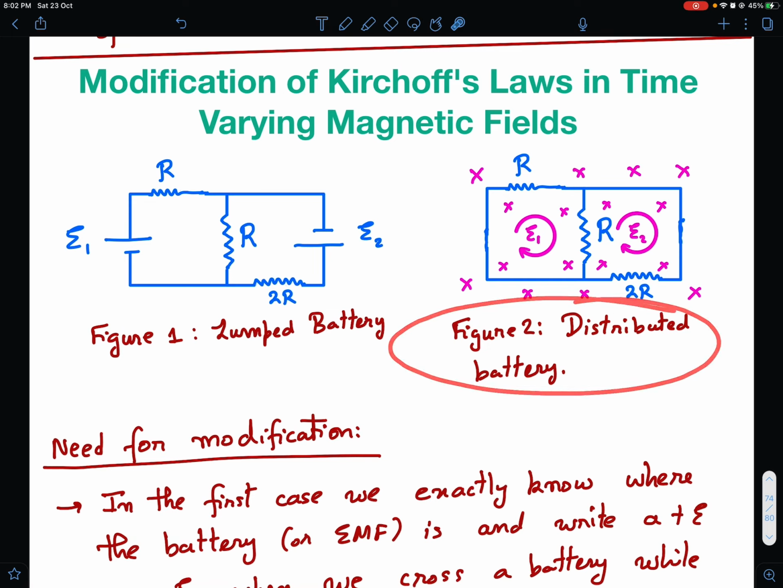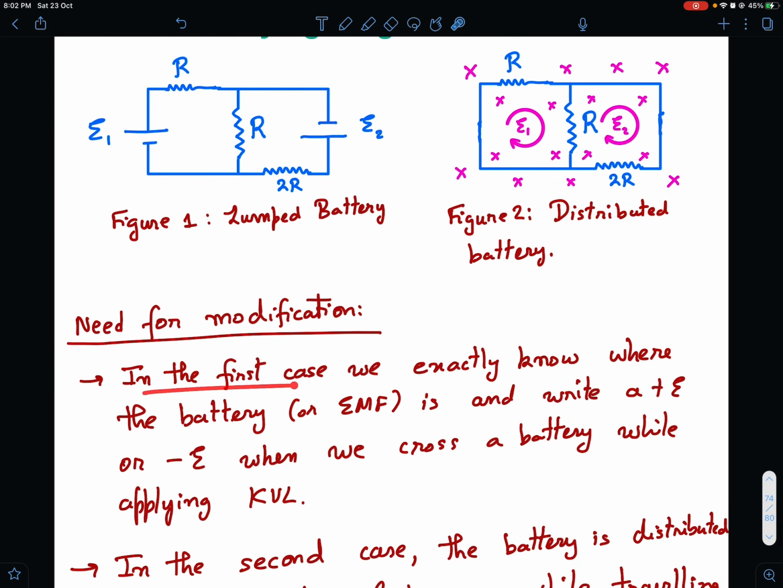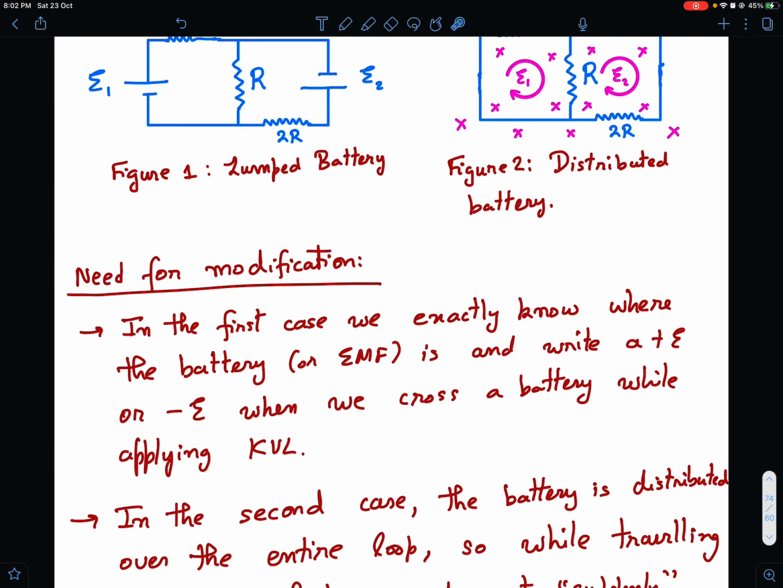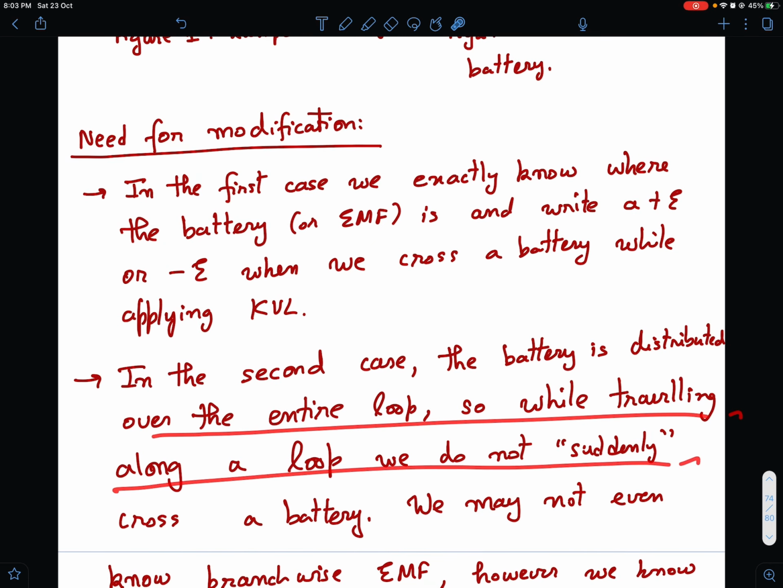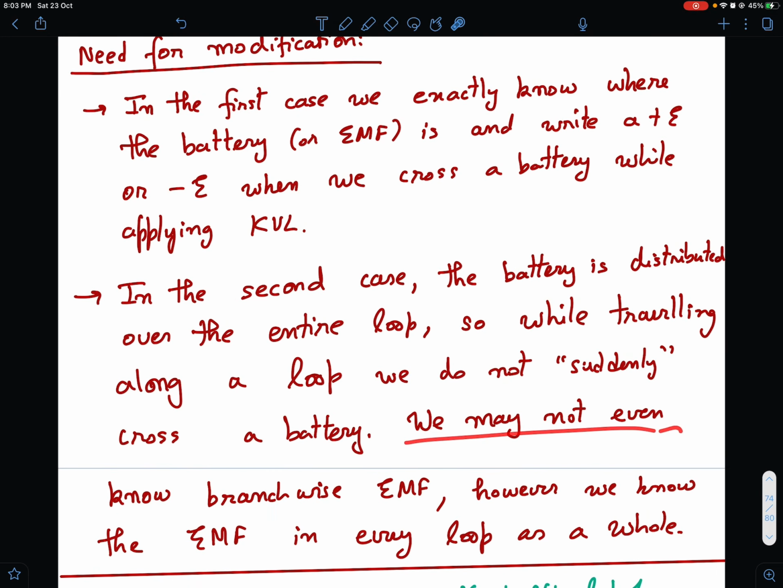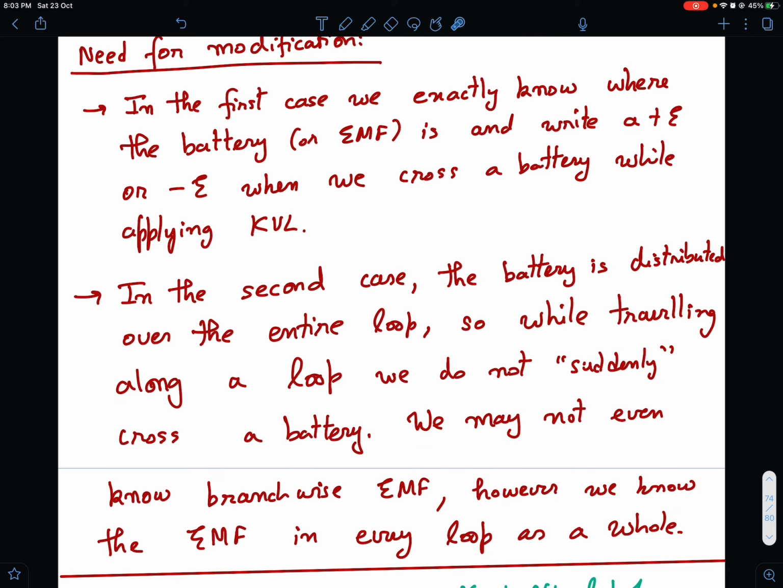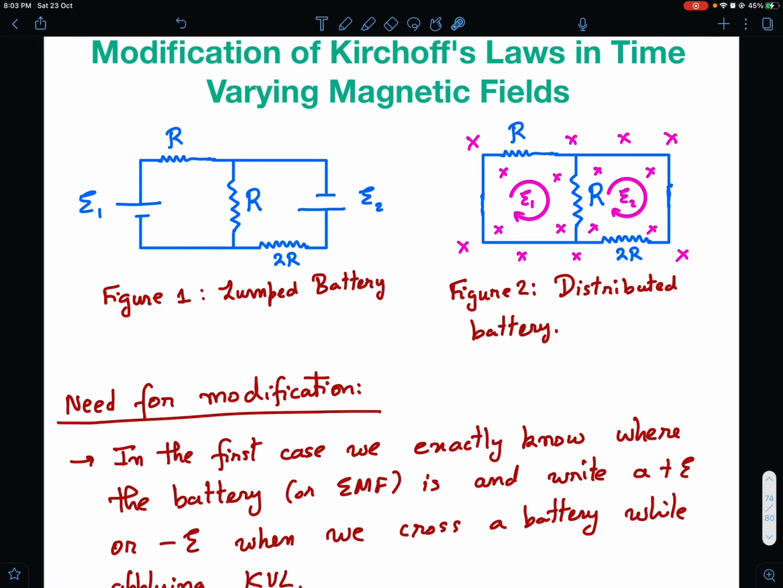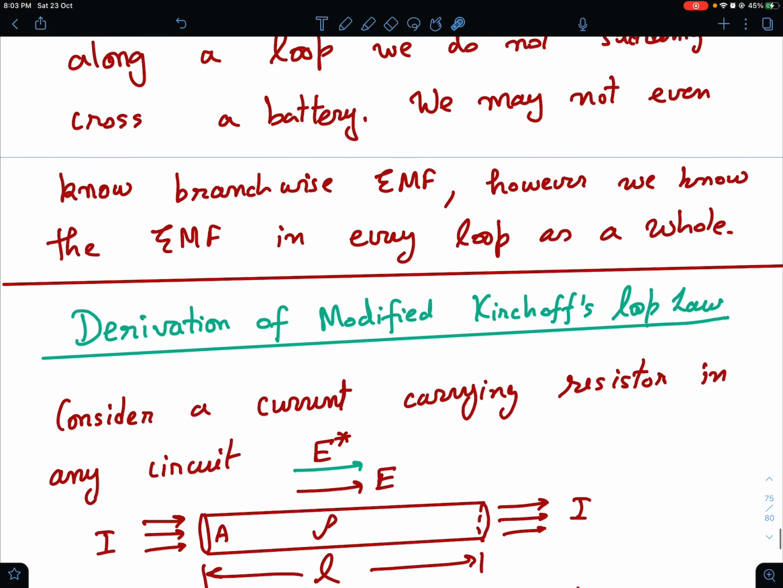So here we have a distributed battery and we do not know how it is distributed exactly. We only know that there is so much EMF in the entire loop. As I said, in the first case we exactly know where the battery or EMF is, and we write E or minus E when we cross the battery while applying KVL. Whereas in the second case, the battery is distributed over the entire loop. So while traveling along a loop, we do not suddenly cross a battery. We may not even know branch wise EMFs. However, we know the EMF in every loop as a whole. So we cannot apply the usual form of Kirchhoff's law here, and we need to modify Kirchhoff's law in time varying magnetic fields.